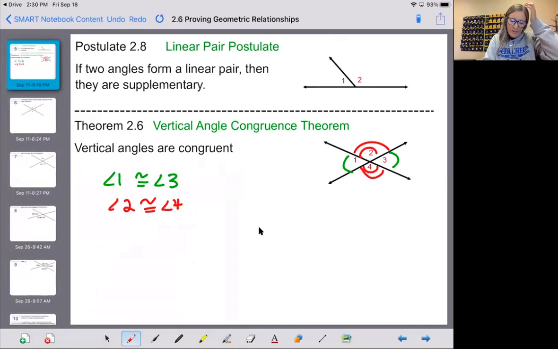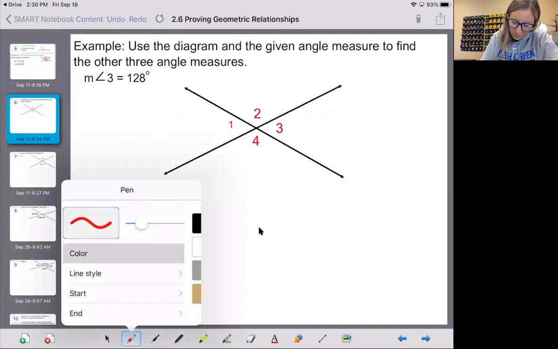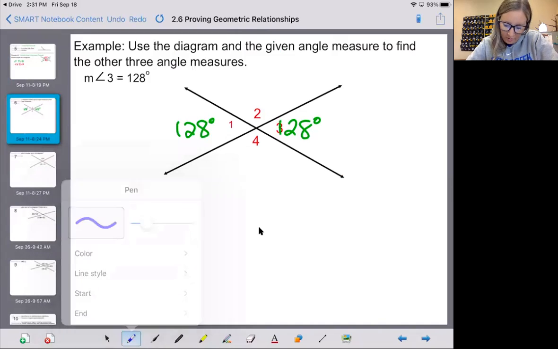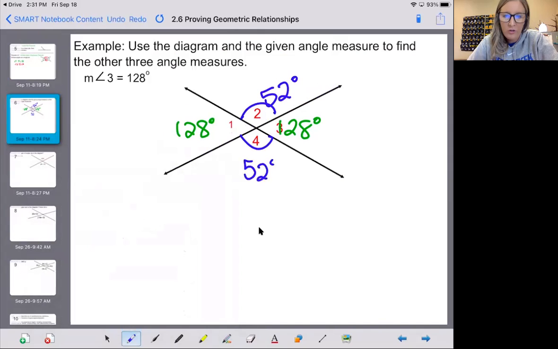So using those ideas here, we're going to do some examples. It says use a diagram and the given angle measure to find the other three angle measures. So it says the measure of angle 3 is 128 degrees. So this is 128. We know based on vertical angles that this must also be 128, right? And then if you think about your linear pairs here, I have a linear pair this way with angle 1 and 2. So if this is 128, all I need to do is subtract from 180, and I would get 52 degrees here. And then if that's 52, these are vertical, right? And so this must also be 52 degrees.